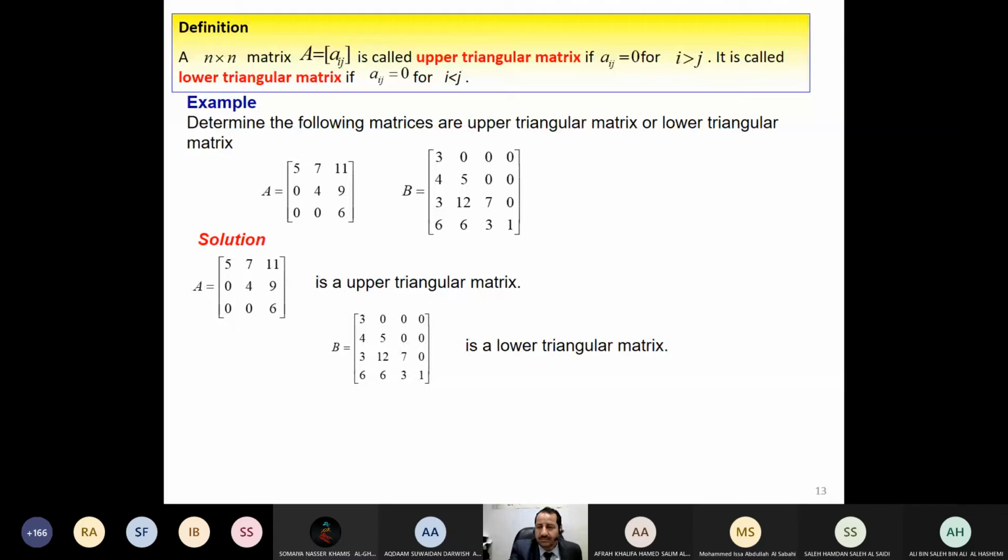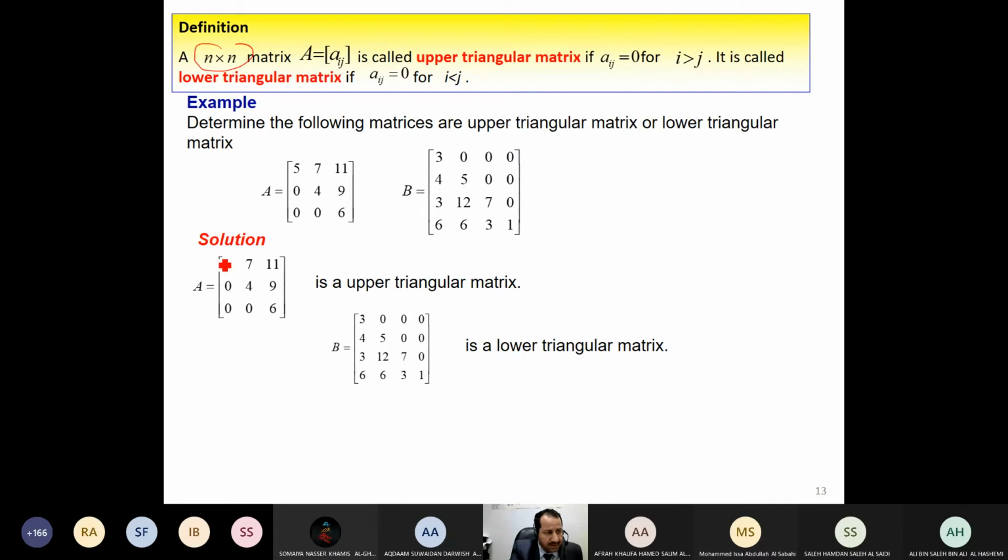Upper triangular matrix. An upper triangular matrix is also a square matrix. We have upper triangular and lower triangular matrices. You can see here that this matrix A, we call it an upper triangular matrix. Why? Because the numbers are on and above the diagonal, and below the diagonal should be 0.